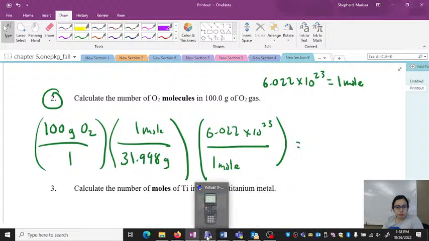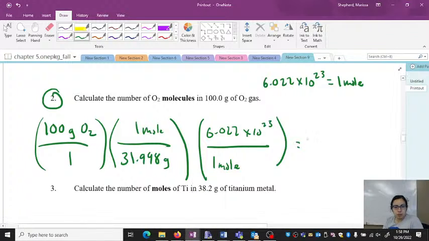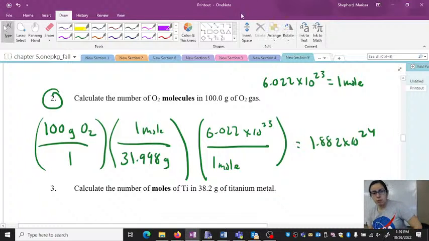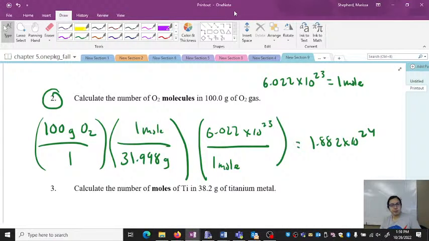I got 1.882 times 10 to the 24th. That sounds good. Is that what other people got? Awesome. You probably want to keep, yes, in this case, 4 sig figs. And then you can ignore these all in the conversion factors.